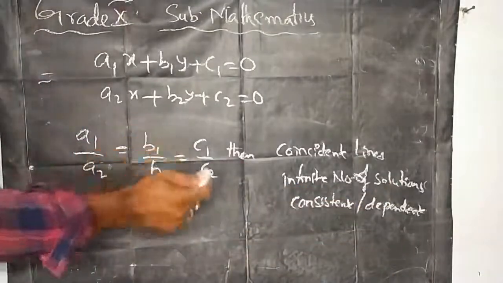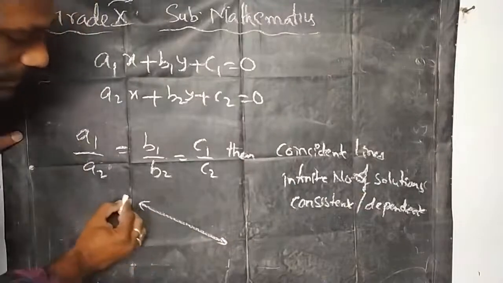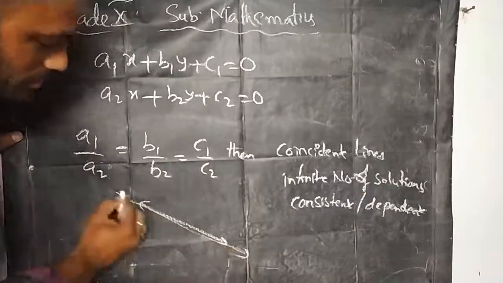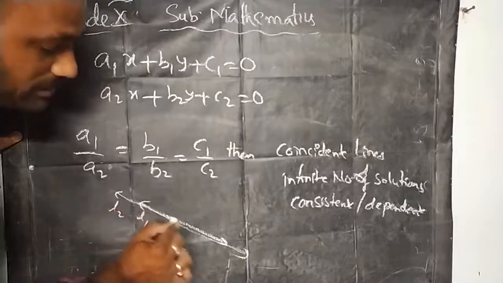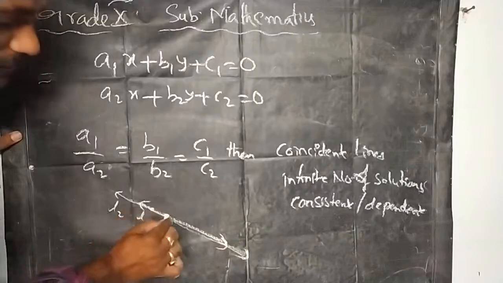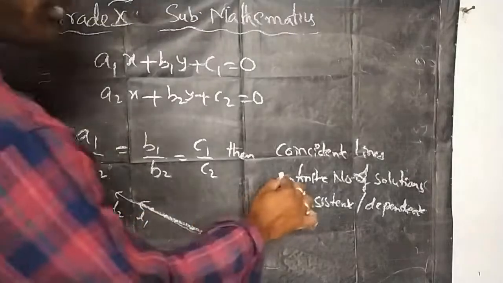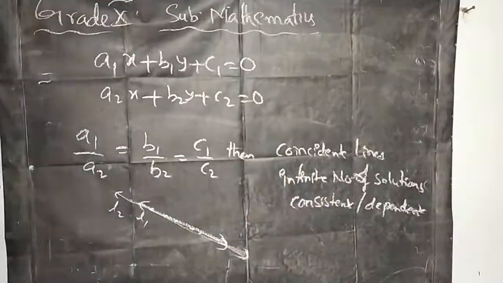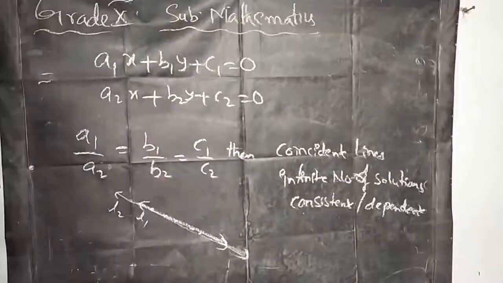What is the meaning of infinitely many solutions here? For example, on a line, if another line is coming on top of it, then we can say that many solutions are obtained. Why? Because every point will be a solution of the given line. So how many solutions do we obtain? An infinite number of solutions. That we call consistent or dependent. This case is the coincident lines.